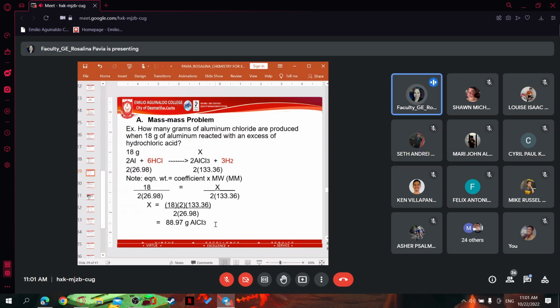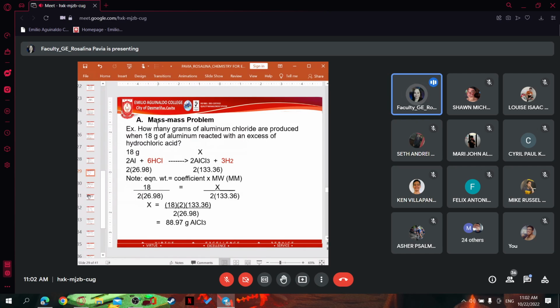Kasi to work nyo later, you should identify the unit and the compound or the element that you are determining. So 88.97 grams, tugtungan nyo ng aluminum chloride. Pag hydrogen yung hinahanap nyo, 88.97 grams H2. Okay? Dapat kumpleto yung units nyo.